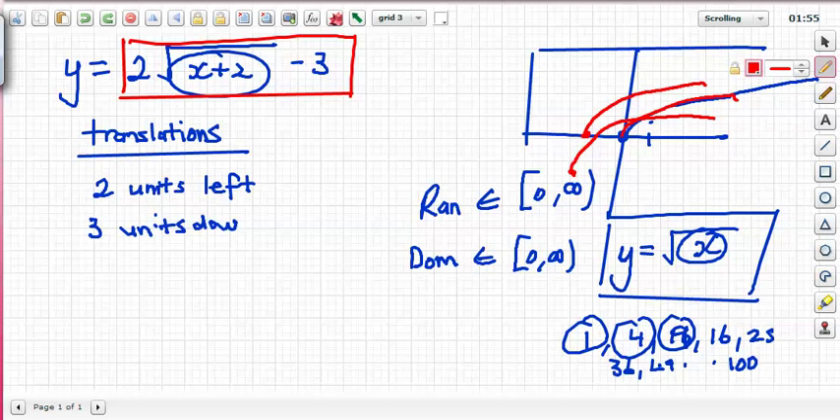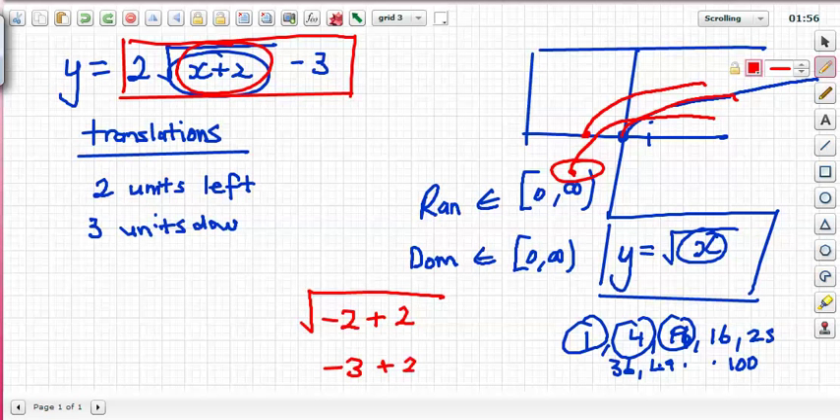So we can have negative values of x. Why? Because we can go all the way up until minus 2 plus 2, which is the square root of 0. If we had minus 3, then minus 3 plus 2, and the square root of negative 1, well, we can't have that. So in this case, we can have values of x up until negative 2.